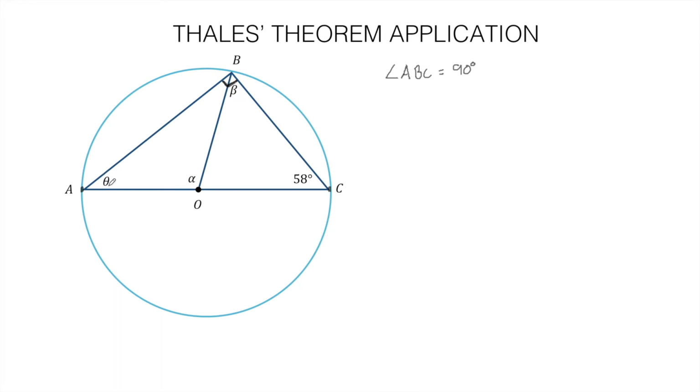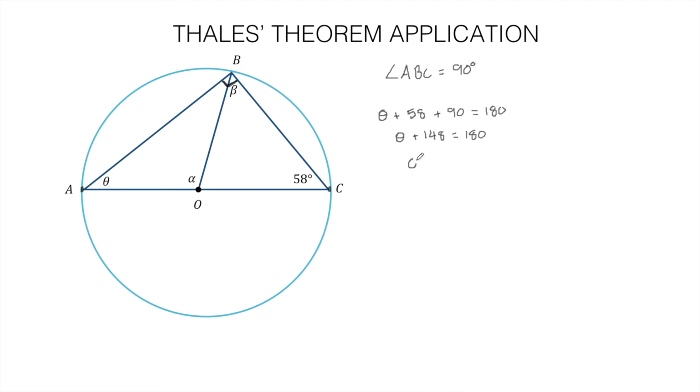So if our task is to find theta, alpha and beta, well, we're on our way, because we know that the interior angles add up to 180 degrees in any triangle. So if we just look at this big triangle for now, we know that theta, which is what we want to know, plus 58 degrees plus 90 degrees equals 180 degrees. Now 58 plus 90 is 148. So theta plus 148 equals 180.